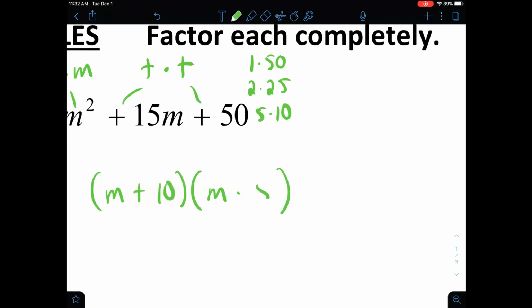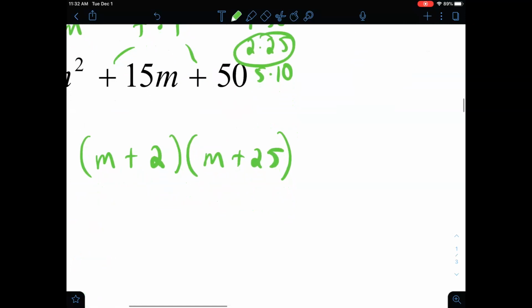So if we put 10 and 5 here, which might actually be the right answer, we'll come back to that in a second. If we had positive 10 and negative 5, that would give us a negative 50. So if these are both positive, the only way to get two positives is if everything is positive. So let's try some. We're not going to try the right answer first. We're going to try a wrong answer first. Let's do 2 and 25. So we're plugging in these factors over here.